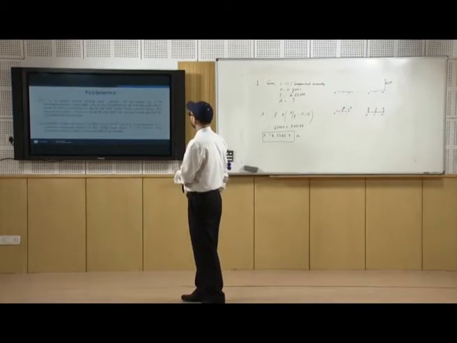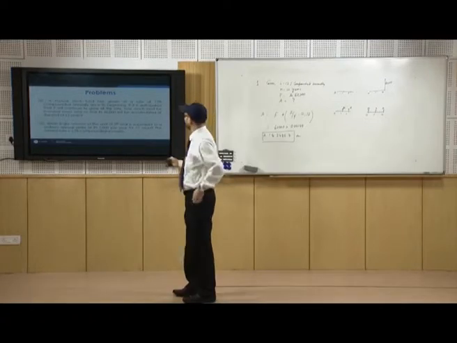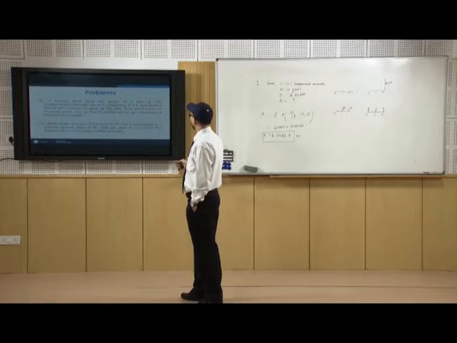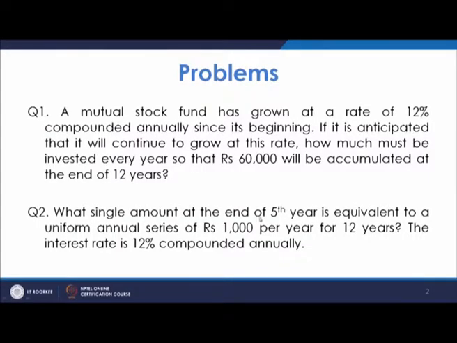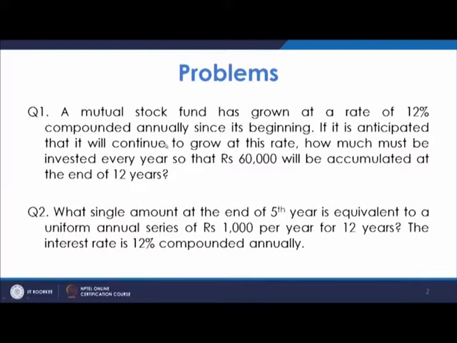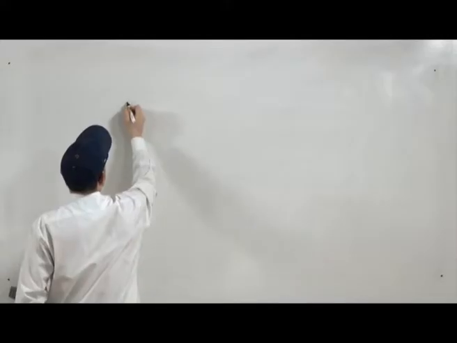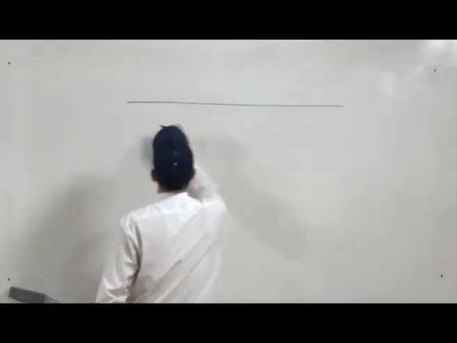Next question we will discuss. The next question is, what single amount at the end of 5th year is equivalent to a uniform annual series of rupees 1000 per year for 12 years? The interest rate is 12% compounded annually. In this question you have to find the single amount at the end of 5th year. So, the cash flow diagram can be drawn first.